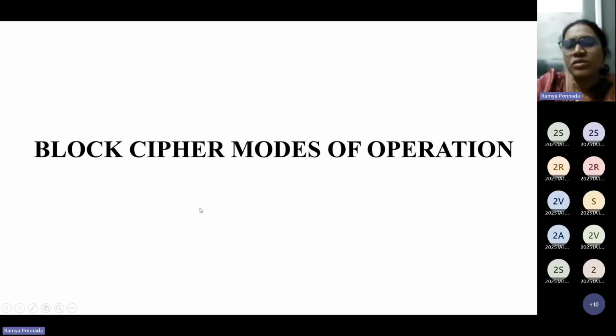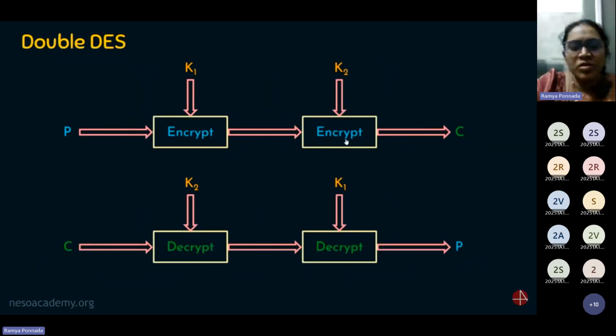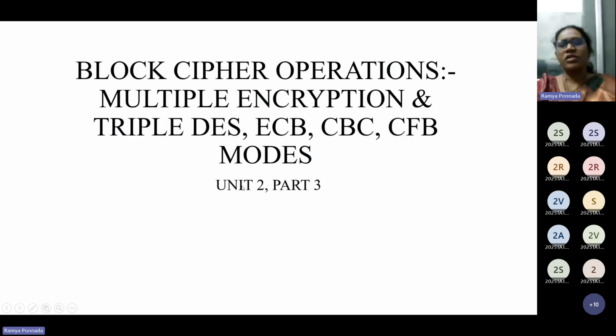Okay, so the next one is going to be block cipher modes of operation. These are going to be from your block cipher operations. This is the third part of your second unit, where you are going to have multiple encryption and triple DES, and you are also going to have block cipher operations. Those are going to be your ECB, CBC, and CFB modes. These three things I will be covering now.